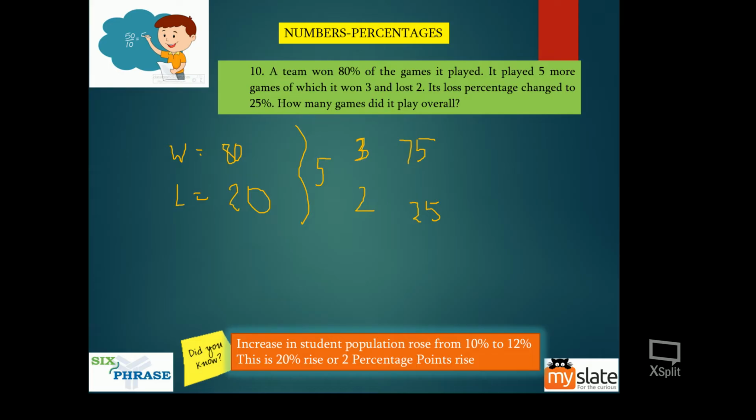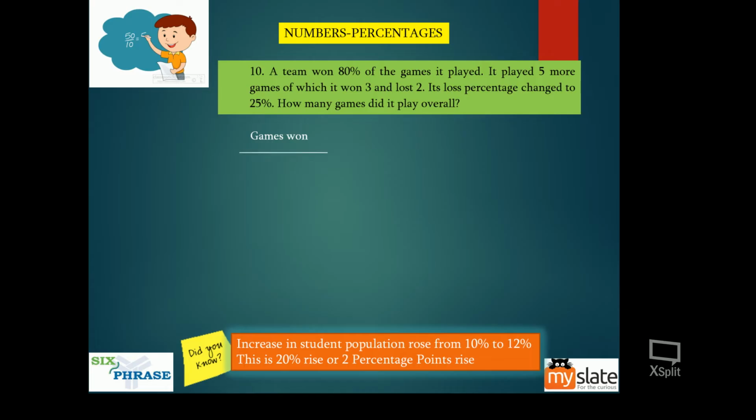From this you can clearly see, guys, 80 by 20 is 4 by 1, the win to loss ratio. Initially it was 4 by 1. After these 5 games, it became 3 by 1. These are the two important ratios that we are worried about. Before, the win to lose ratio was 4 by 1. After, the win to lose ratio was 3 by 1. Just keep it in mind, guys.